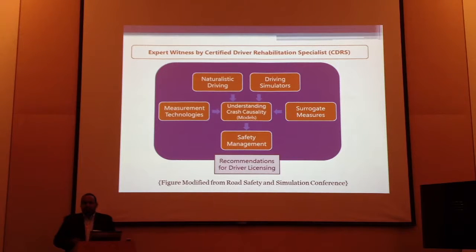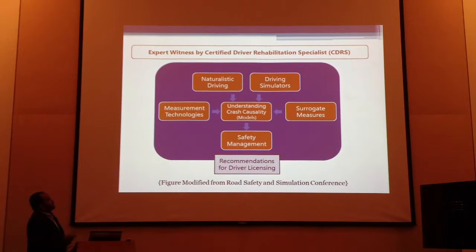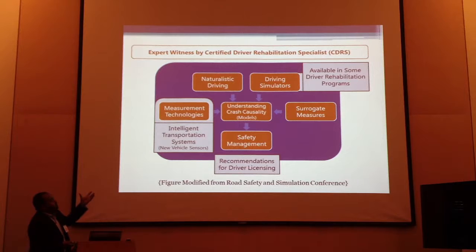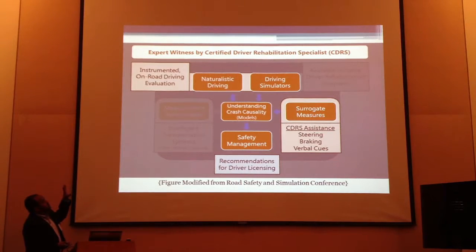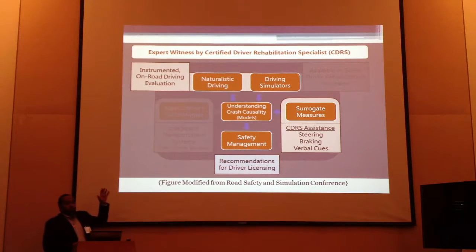Now, putting it in the context of driving school, you're going to experience a lot of driving errors. So it's a rich source to look at driving mistakes. Driving simulators are available in some programs, and we already know about measurement technologies, intelligent transportation systems, and new vehicle sensors that can inform our models. Now the question is, how well does this Navisection methodology complete this construct?